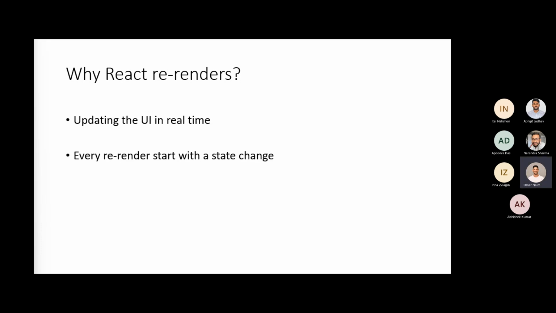But how does it go? React basically updates the UI when we have a state change. React doesn't re-render by itself. It's some state behind the scenes. It can also be context. It can also be something in the mechanism of React, which basically we call state. So that makes it re-render.